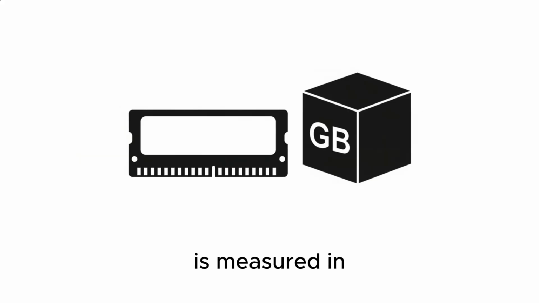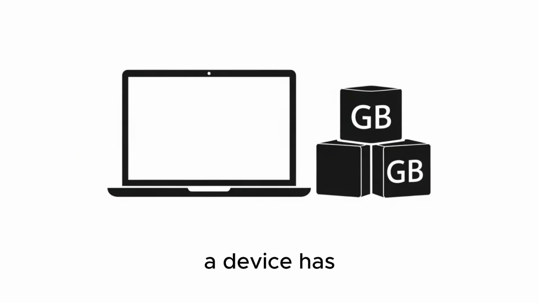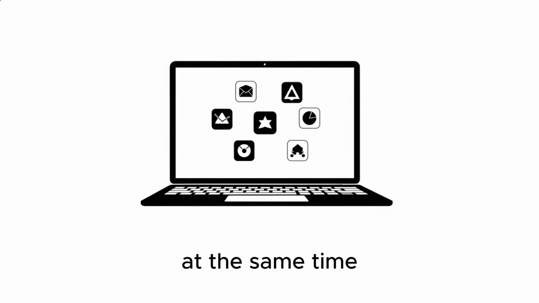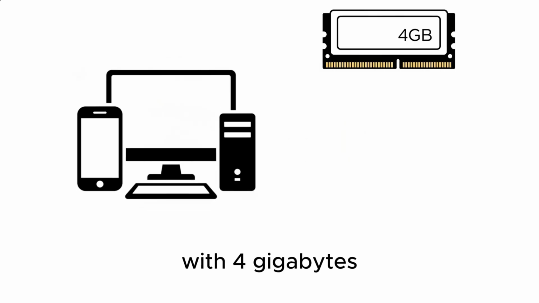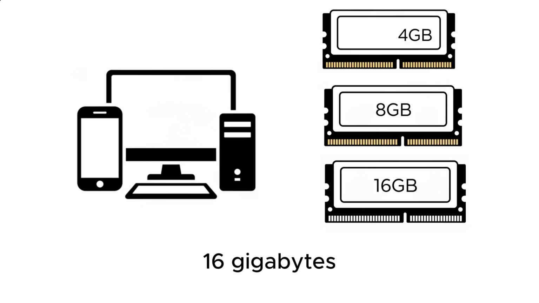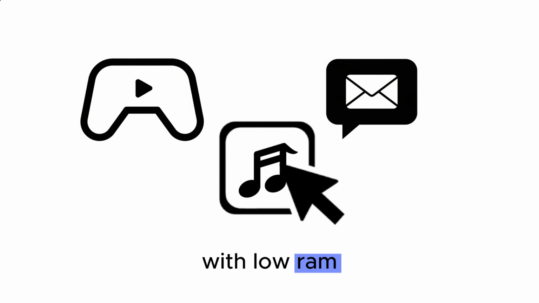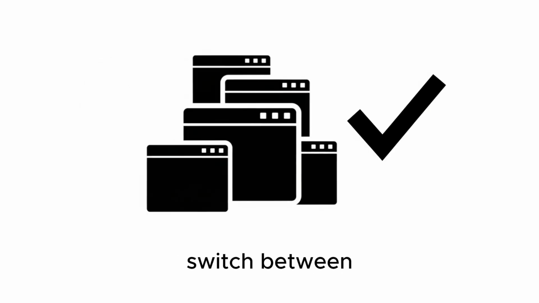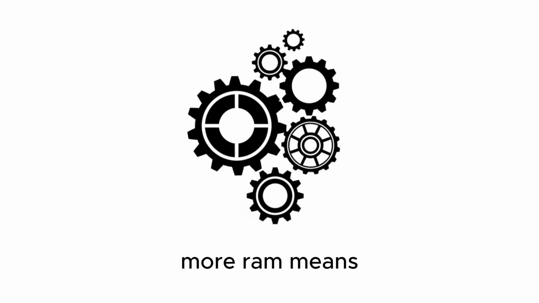The amount of RAM is measured in GB. The more GB a device has, the more apps it can keep running at the same time. That's why you see devices with 4 gigabytes, 8 gigabytes, 16 gigabytes, or more. With low RAM, opening multiple applications causes slowdowns. With more RAM, you can switch between applications smoothly. More RAM means more applications running at the same time without lag.